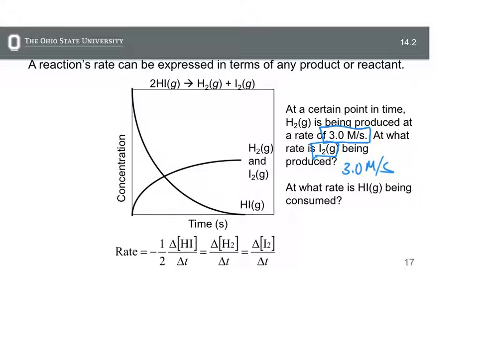Okay, we can see that here where the rate of formation of hydrogen is equal to the rate of formation of iodine. There's no stoichiometric coefficients in there. They're both the same, so they're formed at the same rate.